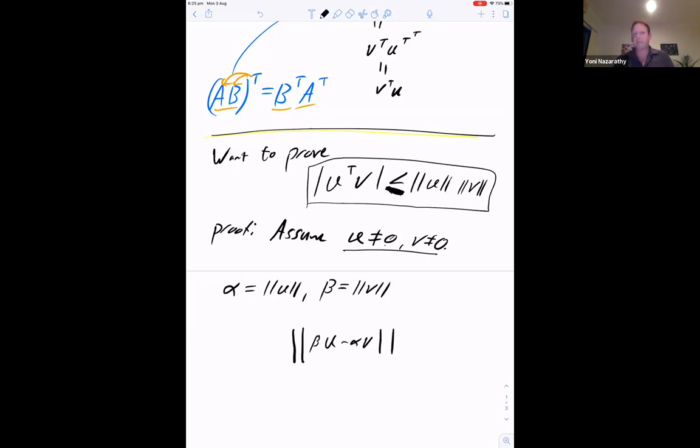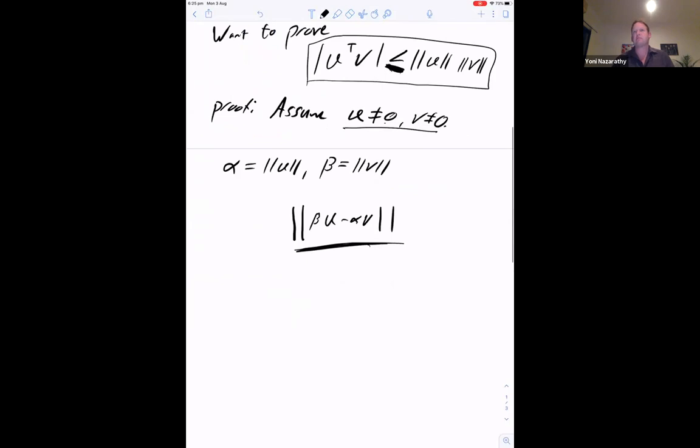It's a norm. Can this norm be negative? Can norms be negative? This is a vector, a linear combination of two vectors, and the weights of this linear combination happen to be the norms of the other vectors. But can this thing be negative? Can a norm be negative? Norms cannot be negative. No. So this thing is not negative, and neither is its square. The square is not negative.